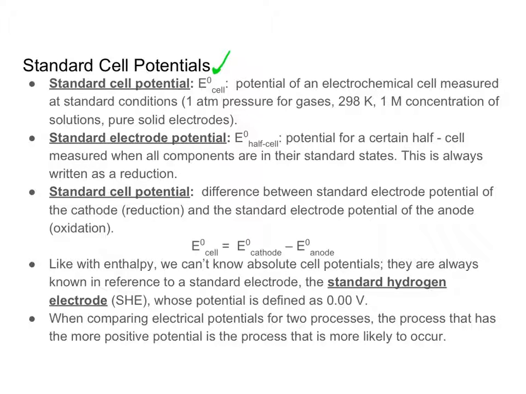Like with enthalpy, we can't know the absolute cell potentials. They're always known in reference to some standard electrode. And for practical purposes, we use the standard hydrogen electrode, the SHE, whose standard potential is defined as 0 volts because it does not do anything. When comparing electrical potentials for two processes, the process that has more positive potential is the process that is more likely to occur. We're going to talk about that in greater detail in terms of math in a second.